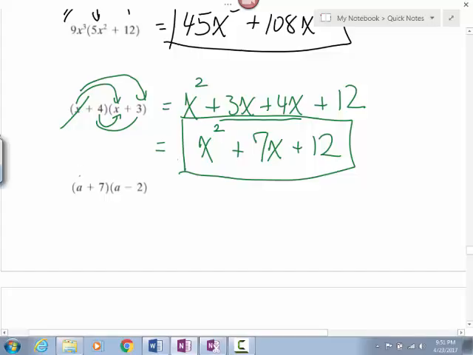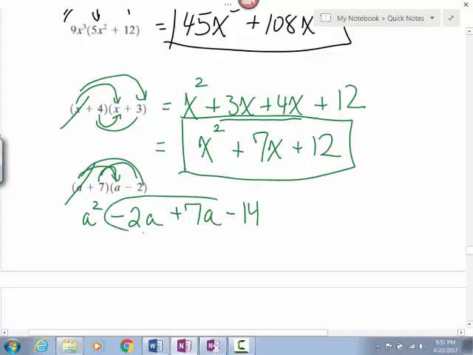All right, let's try this one. So a times a is going to give us an a squared. a times negative 2 is a negative 2a. Now we've already multiplied this a, so I'm going to scratch that out. We'll do the 7. So 7 times a is a plus 7a. And 7 times negative 2 is a negative 14. Again, we can go ahead and combine these two terms here in the middle. So now we have a squared plus 5a minus 14.